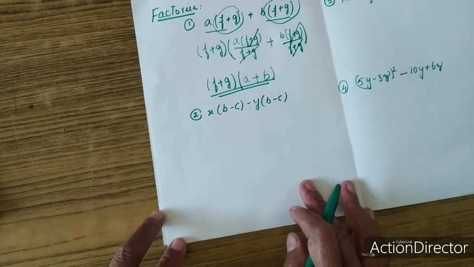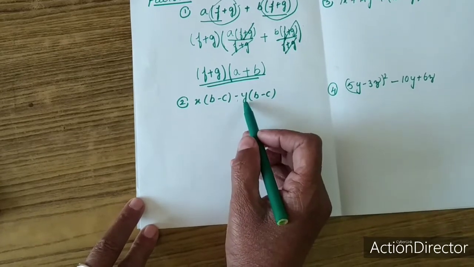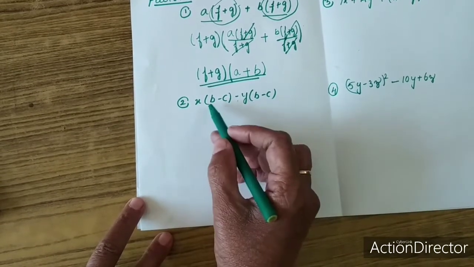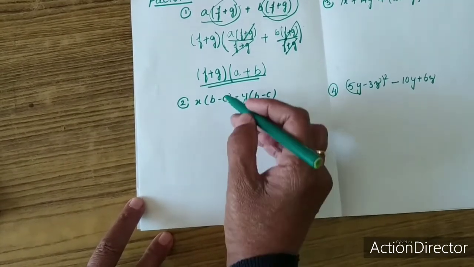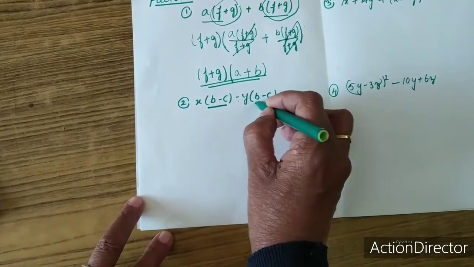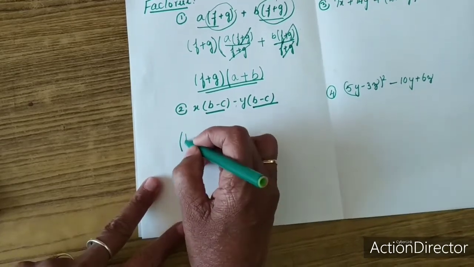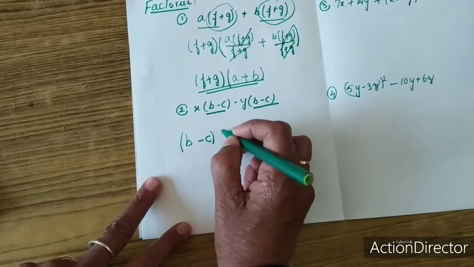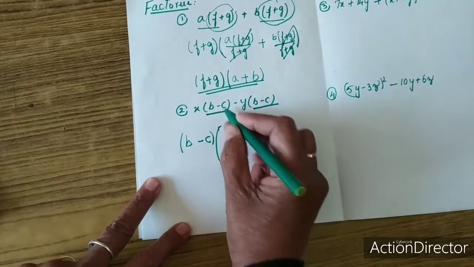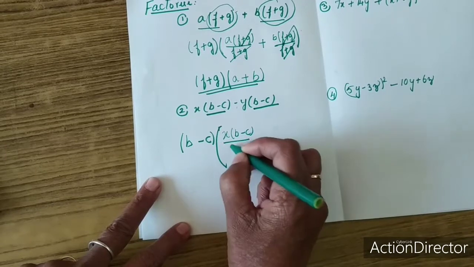Let us see one more example. x into (b minus c) plus y into (b minus c). So observe these two terms. What is the HCF? You underline the HCF, (b minus c) and (b minus c). So in the first bracket I will take (b minus c). In the second bracket I will divide each term by (b minus c).